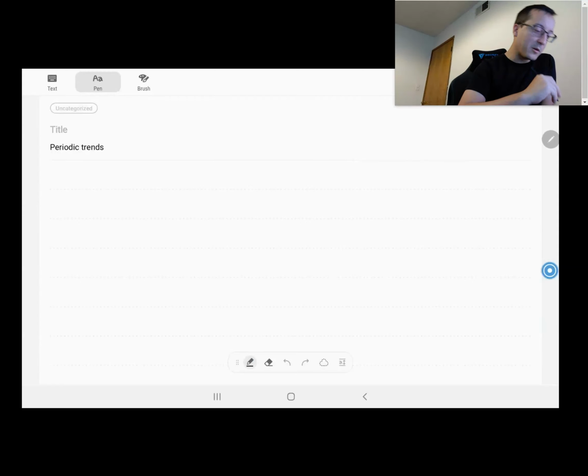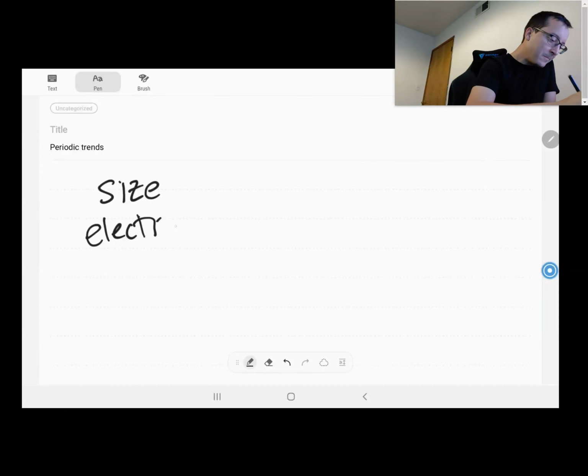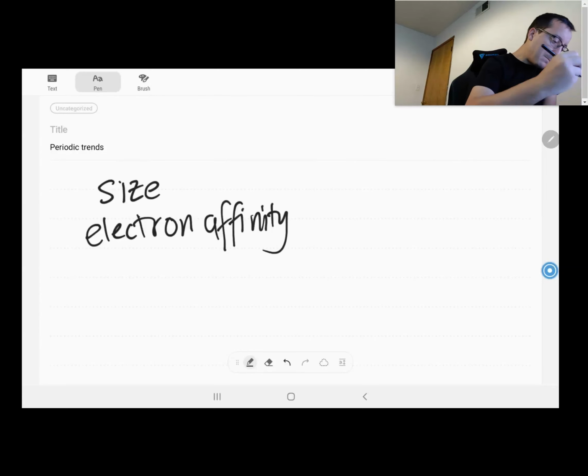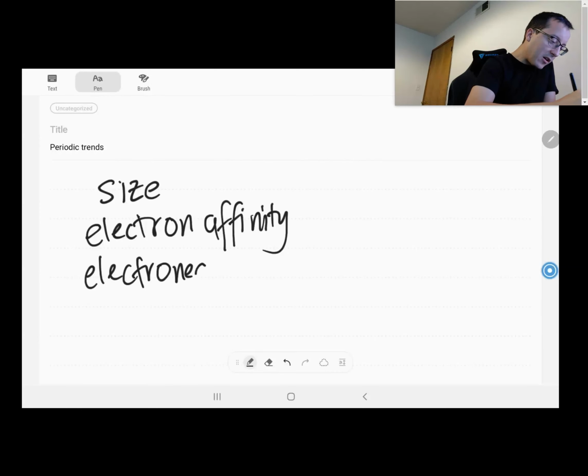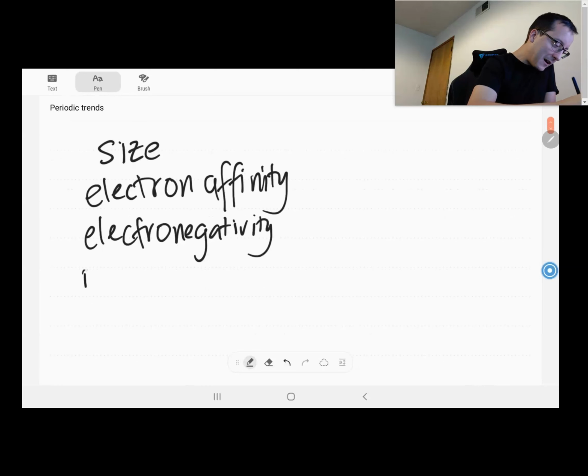Periodic trends. So that was one pattern we saw. We're able to see the number of valence electrons in a particular group by looking at their electron configuration. We're going to talk about a couple of other things. We're going to talk about size, electron affinity, and then electronegativity. We're going to talk about all of these things. And then the last one, ionization energy.